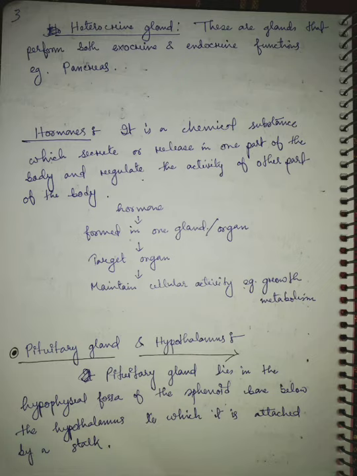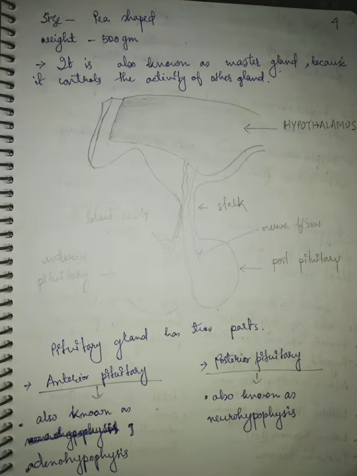Okay, so coming to the diagram, in the diagram you can see that the hypothalamus is above the pituitary gland and the pituitary gland is below the hypothalamus. The hypothalamus and pituitary gland are connected via a stalk. Then the pituitary gland has two parts, anterior pituitary and posterior pituitary. The anterior pituitary and hypothalamus are connected via blood vessels, and the posterior pituitary and hypothalamus are connected via nerve fibers. We'll discuss it.